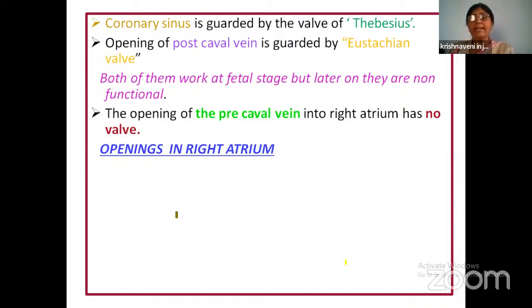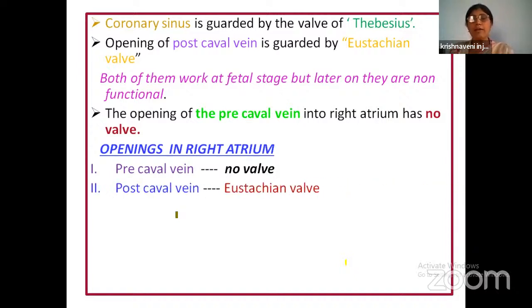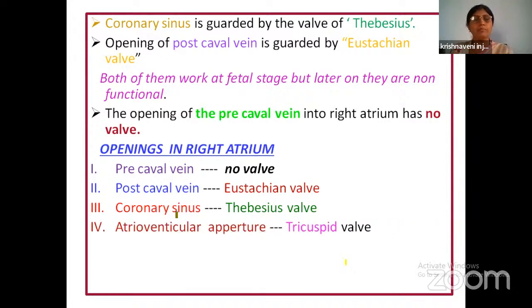So, openings in the right atrium. Altogether, how many openings are opened in the right atrium? First one is the precaval vein. The precaval vein, that means superior one, no valve. And the postcaval vein, the Eustachian valve is there. And the coronary sinus. The coronary sinus collects the blood from the myocardium, that is the wall of heart. The valve name is the Thebesian valve.